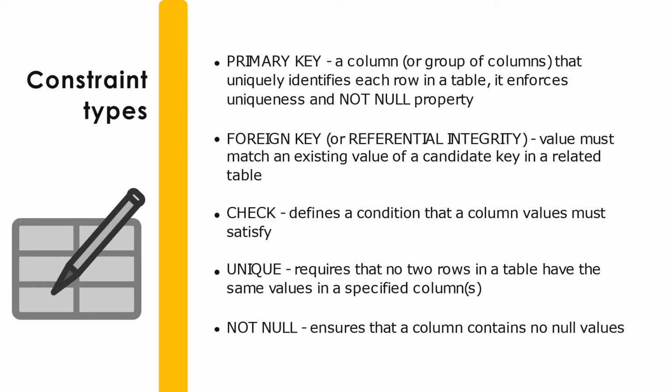First is the primary key, to specify the primary key in a table. Next is the foreign key, to specify the foreign key in a table. Next is the check. The check defines a condition that a column must satisfy. Unique is a constraint that requires that no two rows in a table have the same values in a specified column. And lastly, we have seen before the not null, which ensures that a column contains no null values.